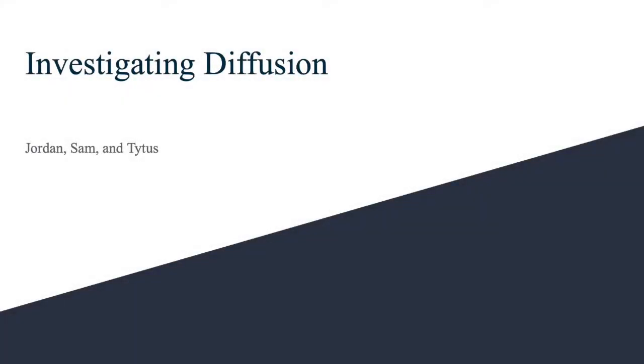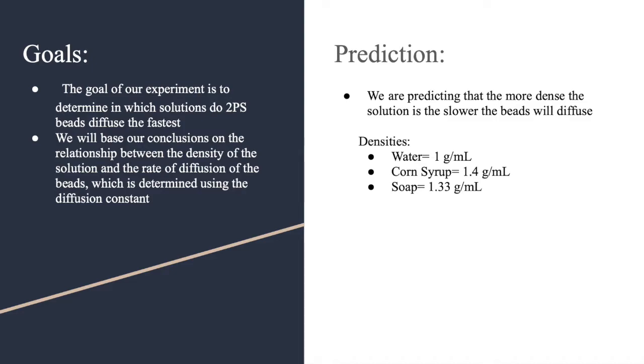For investigating diffusion, the goal of our experiment was to determine in which solutions the 2PS beads would diffuse the fastest. We're going to base our conclusions on the relationship between the density of the solution and the rate of diffusion of the beads, which we're going to determine using the diffusion constant. We are predicting that the more dense the solution is, the slower the beads are going to diffuse.